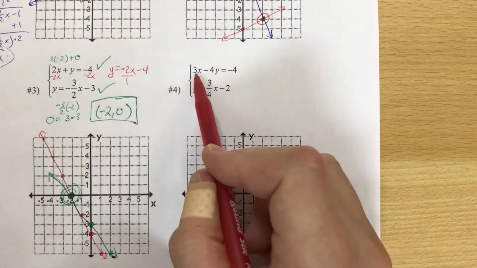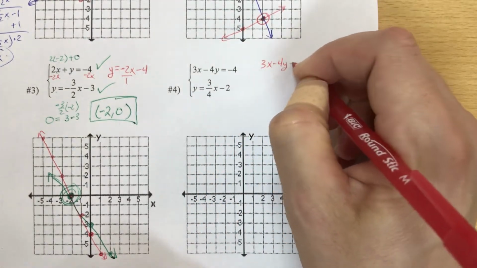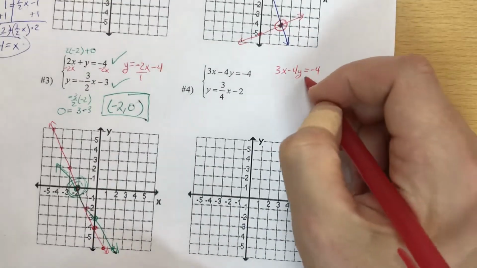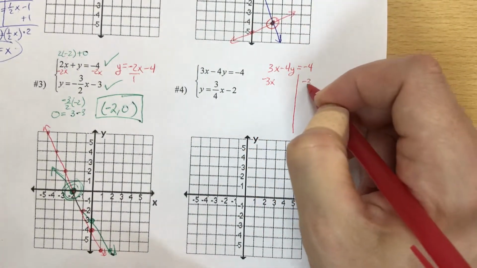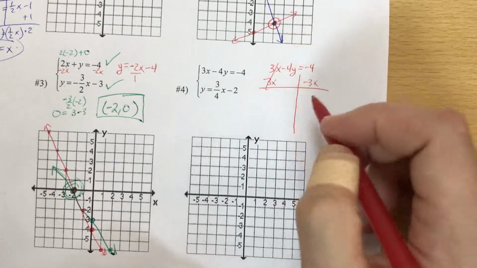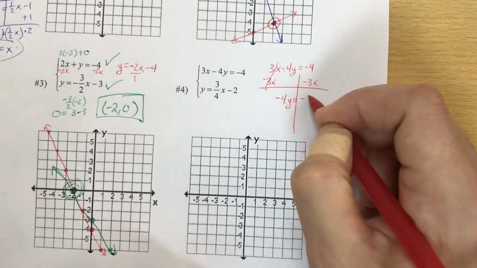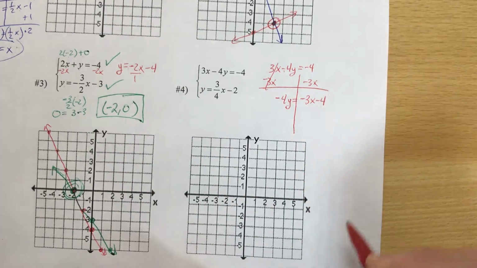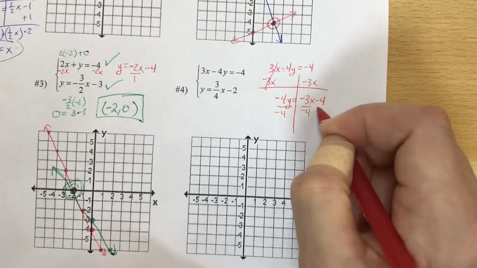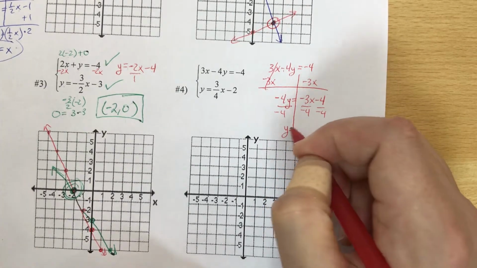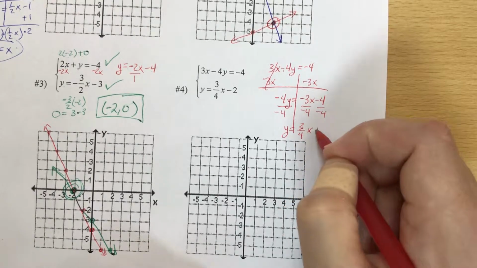All right, and then the last one here. Again, this is in the wrong format: 3x minus 4y is equal to negative 4. So let's solve it for y. We'll go minus 3x. Now that leaves us, careful, negative 4y equals negative 3x minus 4. And then we divide everything by negative 4, and we get y equals, this will be positive 3/4 x plus 1.